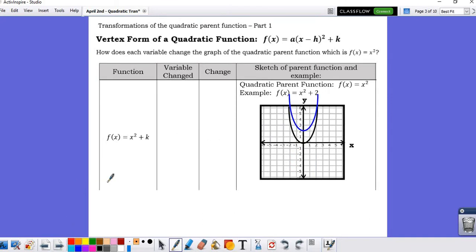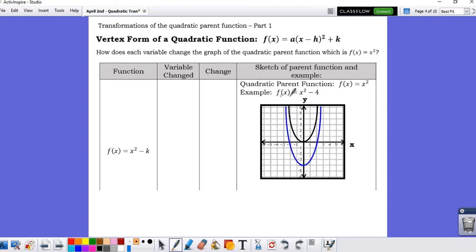And then let's talk about the k value. So here I have x squared, which is my black line. And if I say x squared plus 2, the plus 2 on the outside of the parentheses, okay, that's my k value, and it makes the graph move up. So if it's a positive k, it moves up, however many units that is. So this says plus 2, so it went here from 0 and it went up 2, and now that's where the vertex is. So adding a number makes the graph move up.